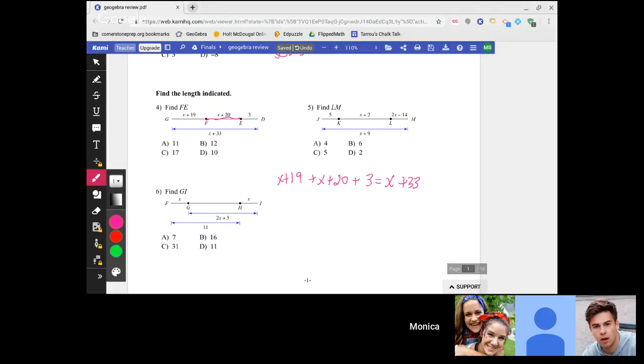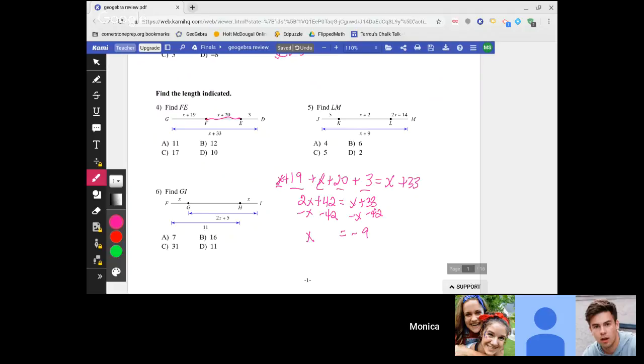Okay. So now what we're going to do is combine like terms and solve for x. We've got 2x over here, and then with your terms, you have 19, 20, and 3. Those add up together to be 42. And now you're going to have to subtract x from both sides. So 2x minus x just gives you x. And then you also need to move that 42 over. So we're going to subtract 42, which is the opposite of what's being done. So 33 minus 42 is going to give you a negative 9.